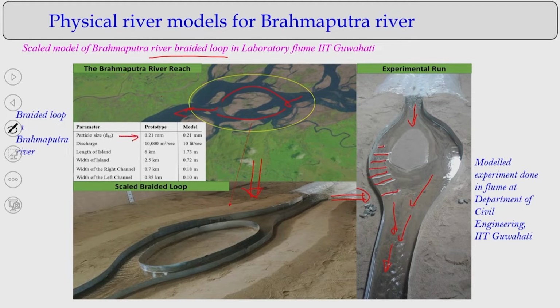The particle size D50 of the prototype and of the model is the same. The river discharge is 10,000 meter cube per second, and in the model it is 10 liter per second. The river island length is 6 kilometers, and at model scale it is 1.73 meters. The width of the island is 2.5 kilometers, and at model level it is 0.72 meters. We have also given the widths of the right and left channels. So, this is a scale down model.